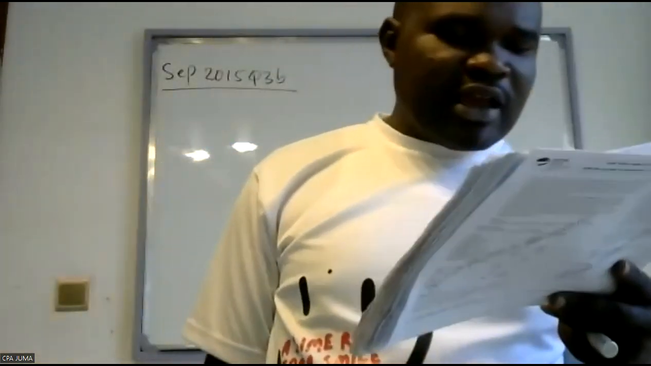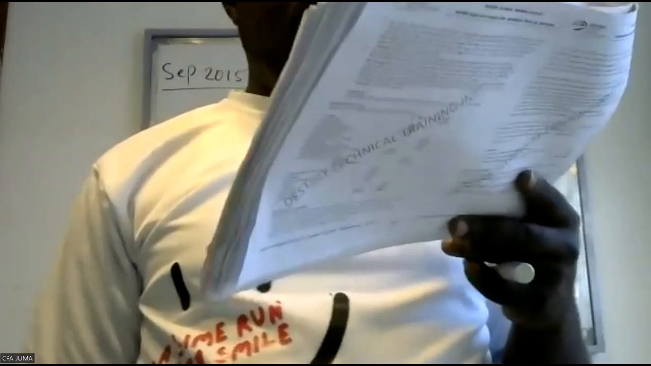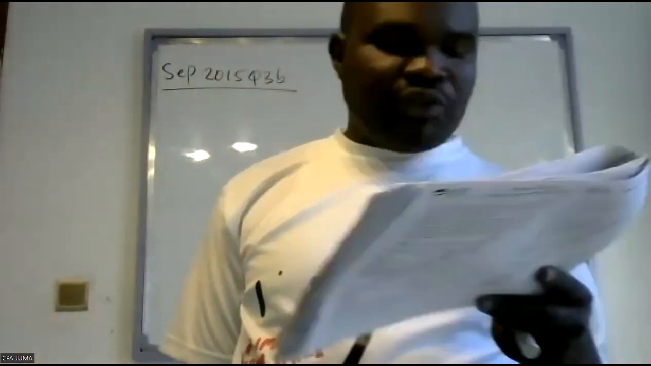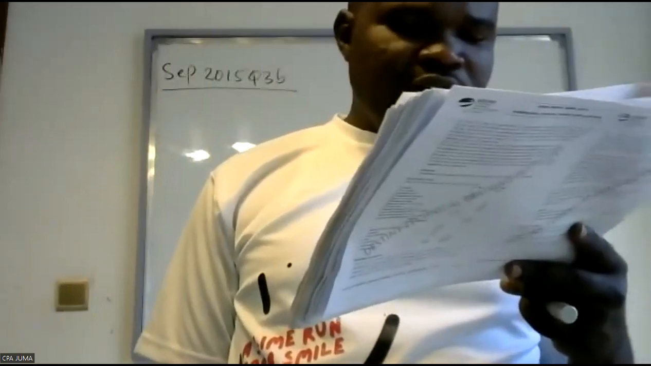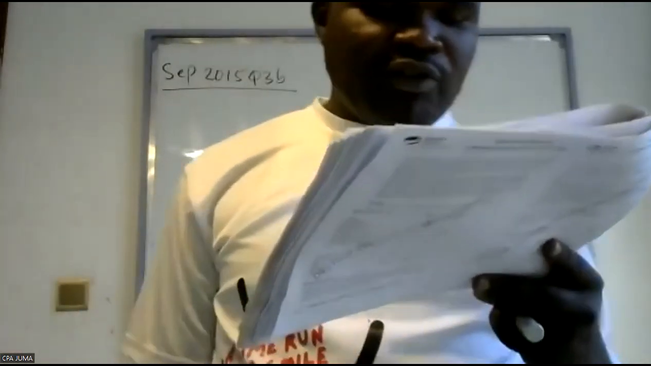Required: one, current tax to be charged in the income statement for 2015. Two, deferred tax liability to be reflected in the statement of financial position as at 31st May 2014. Then the deferred tax liability account for the year 2015. Correct.